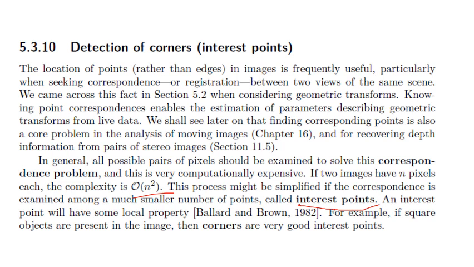Usually an interest point will have some local property, and that is what we need to understand. This local property may be something like corners, edges, etc. Edges we are not interested in, because we have already spoken a lot about edge detectors. So we can go for corners. If square objects are present, we know that there are four corners, and these could be very good interest points.